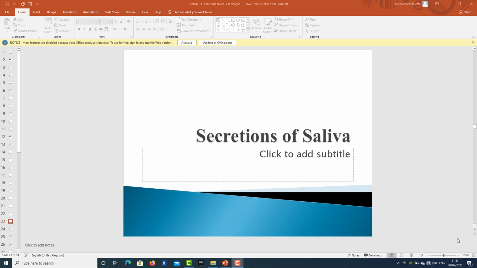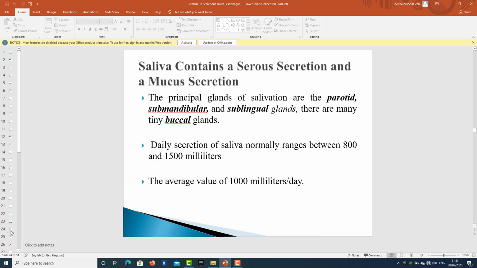Now, we are going to learn about how it is produced, what are its functions, why it is important. So, we'll be doing it one after the other. Now, what is saliva? Saliva contains a serous secretion and a mucus secretion.